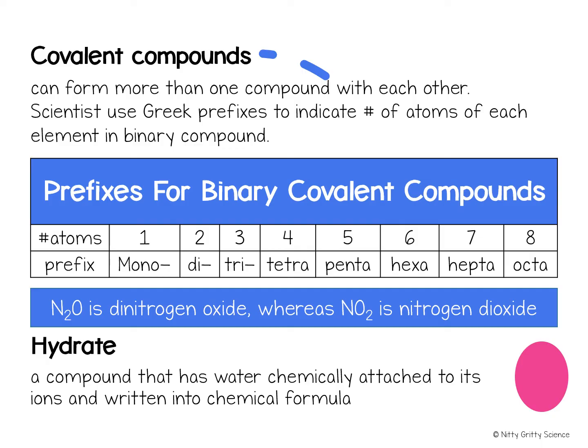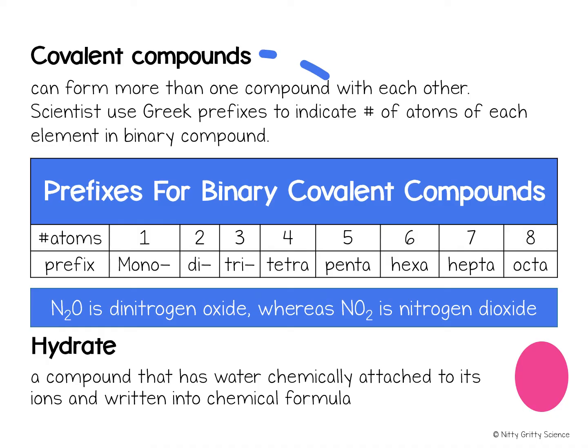So scientists came up with prefixes to indicate how many atoms of each element are in binary covalent compounds. Now, if you had N2O, you would use this table of prefixes and know that having two nitrogens, you would need to use the prefix di. Therefore, N2O would be dinitrogen oxide. If you had NO2, then it would be called nitrogen dioxide, very similar to carbon dioxide.